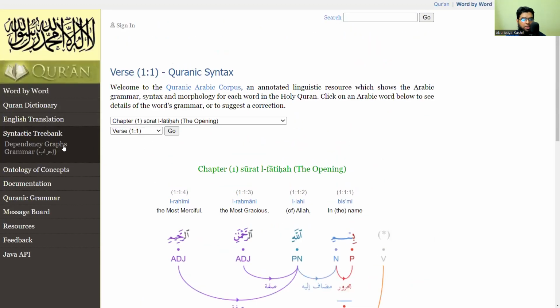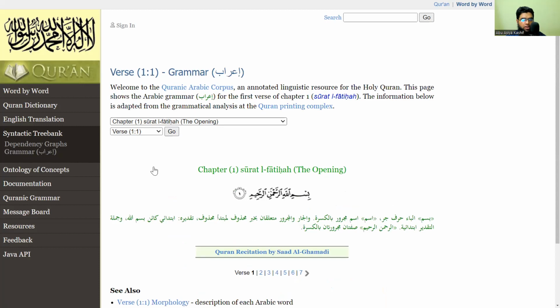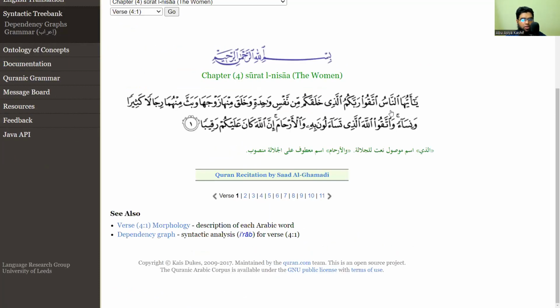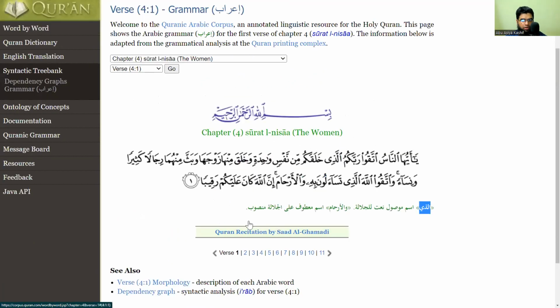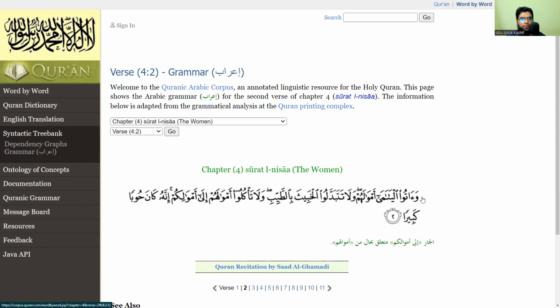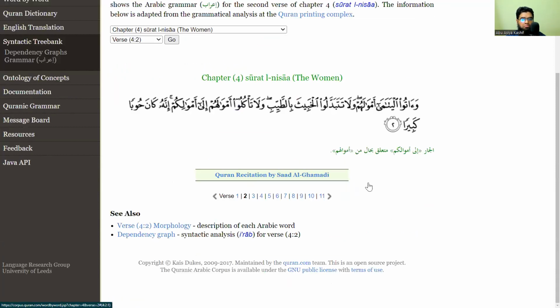If you want to see it in Arabic, you can click Arab here, and you can select the surah. For example, Surah An-Nisa, verse 1. Ya ayyuhan nasu. So you say alladhi is ism mawsul. Ya ayyuhan nasu ittaqu rabbakum alladhi khalaqakum. He'll give the Arabic i'rab also, but he's not giving it for the whole thing. He's just giving a few words here and there.